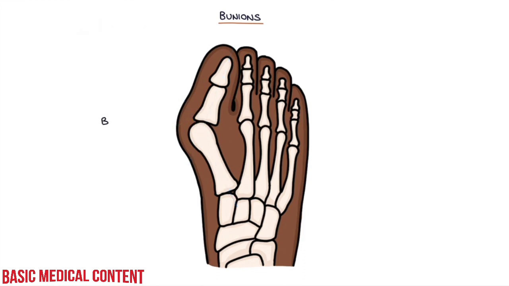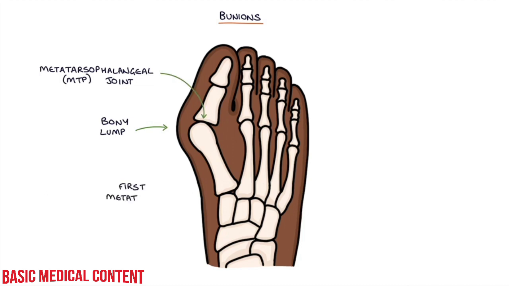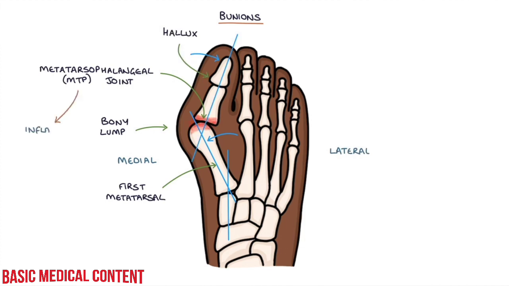A bunion is a bony lump that's created by a deformity at the metatarsophalangeal joint or MTP joint at the base of the big toe. The first metatarsal becomes angled medially towards the inside of the foot. The big toe or the hallux becomes angled laterally towards the other toes, and the MTP joint becomes inflamed and enlarged. This creates a bony lump at the base of the big toe.